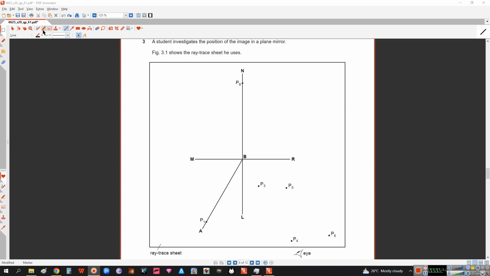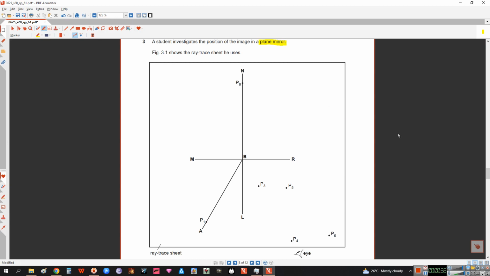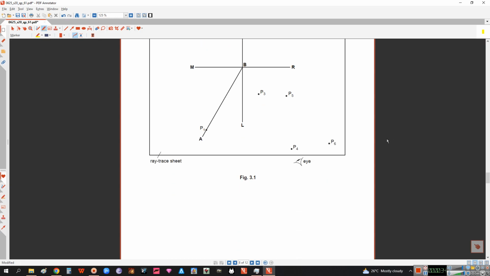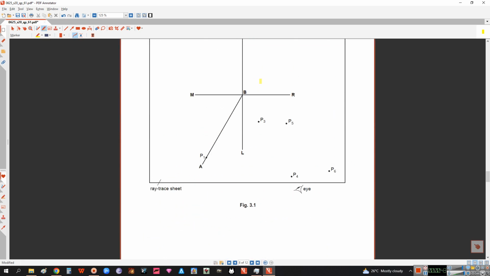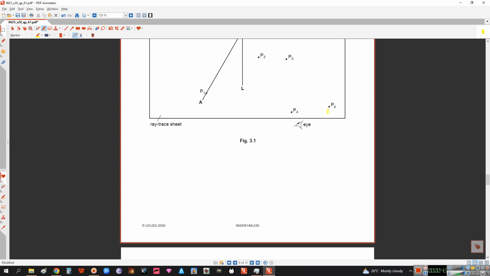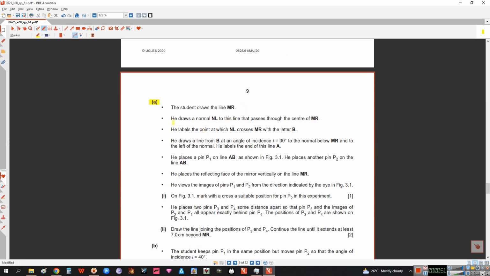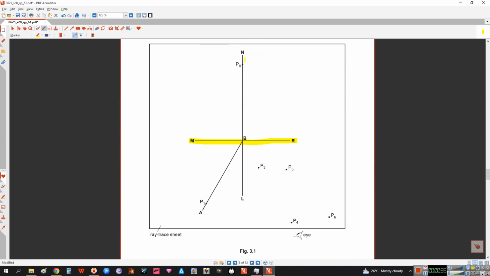The first thing I would mark over here is this plane mirror. In part A, it says the student draws the line MR, which is this mirror line, which represents the mirror. He draws a normal NL to this line that passes through the center of MR, which is this NL, this N and this L.